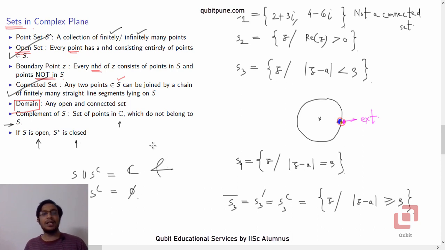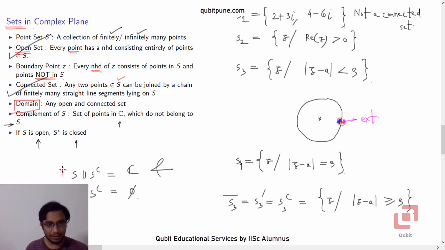Starting with the easiest definition of a point set, we have seen what an open set is, analogous to an open interval. Then we have defined the boundary point z, and you may now see that this has some connection with equations of curves, let us say a circle. Then we have seen connected sets, and the idea of connected sets is important to define domain. So a domain is any open and connected set. And finally we have defined the complement of a set, which is very easy.